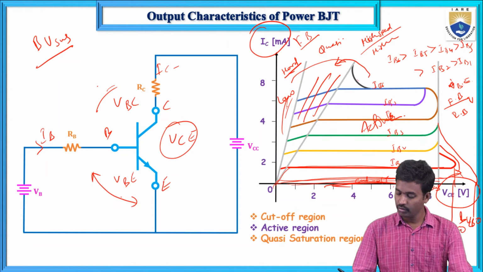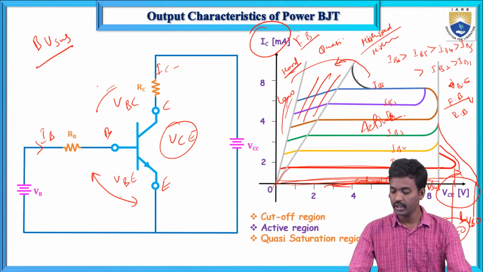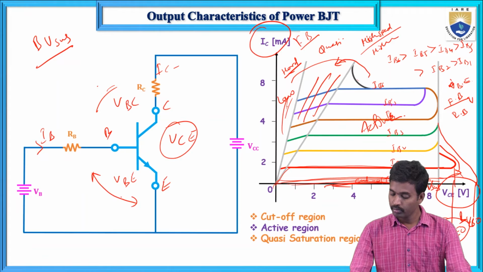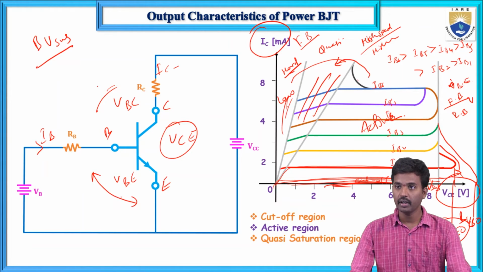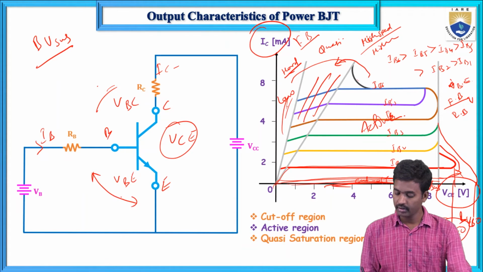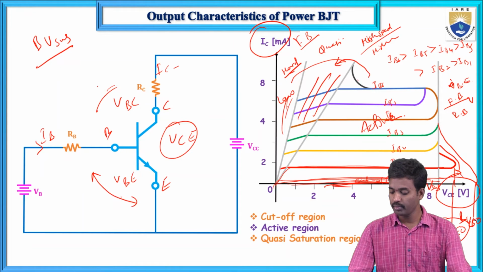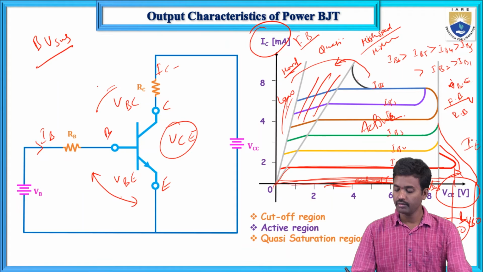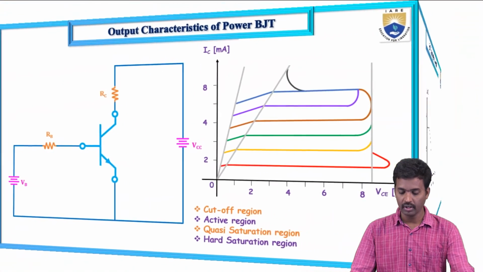And next, VCEO means the maximum collector emitter breakdown voltage when the base current is zero. And next, what about VCBO? VCBO means the maximum collector base breakdown voltage when the emitter current is 0. Now this is regarding the output characteristics, and this is the hard saturation.